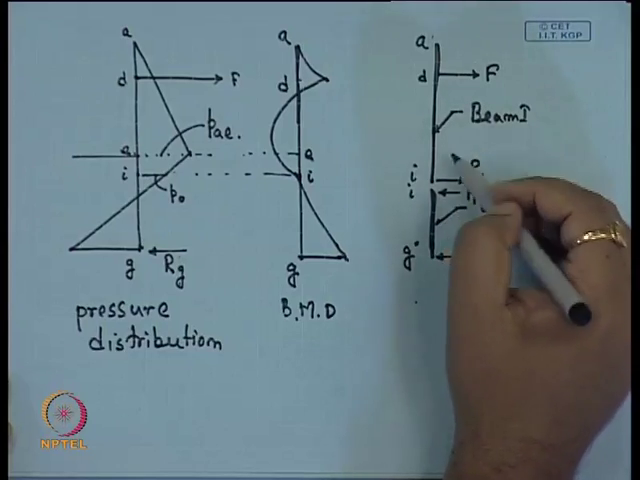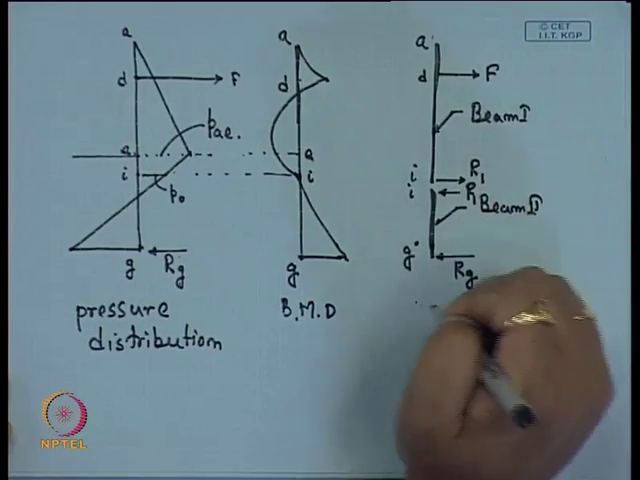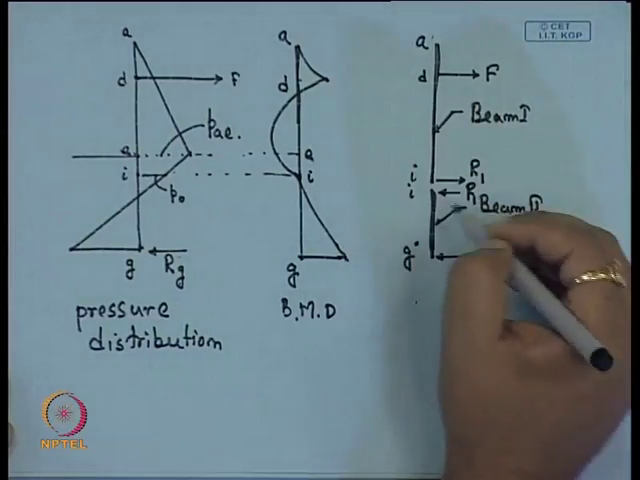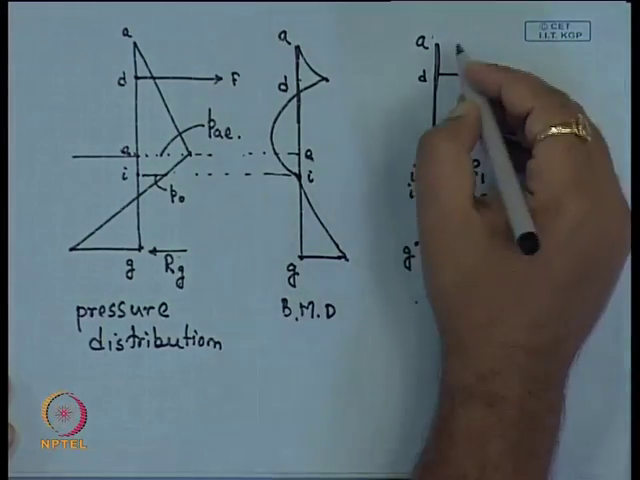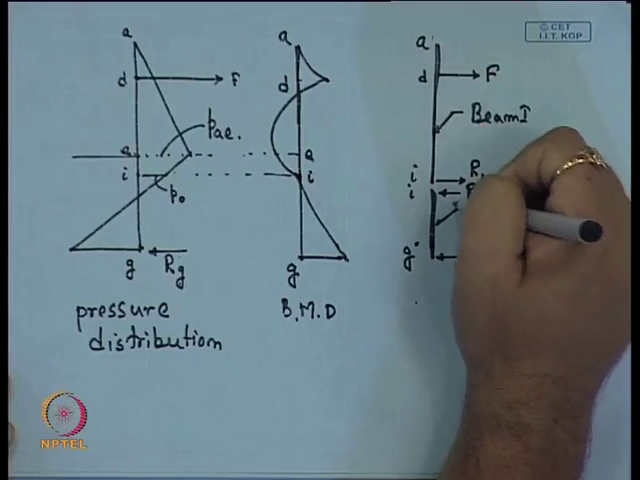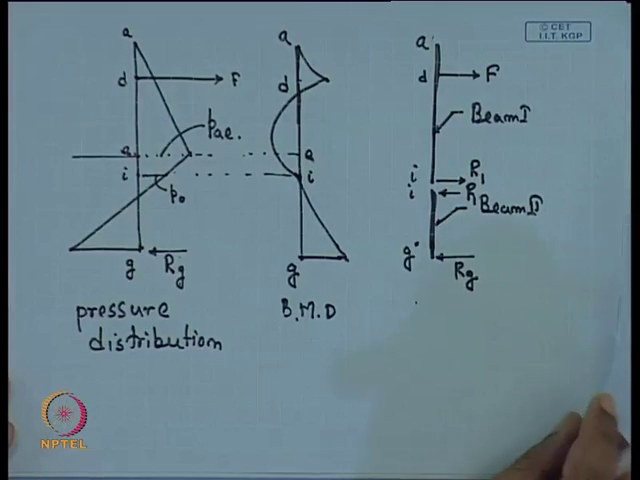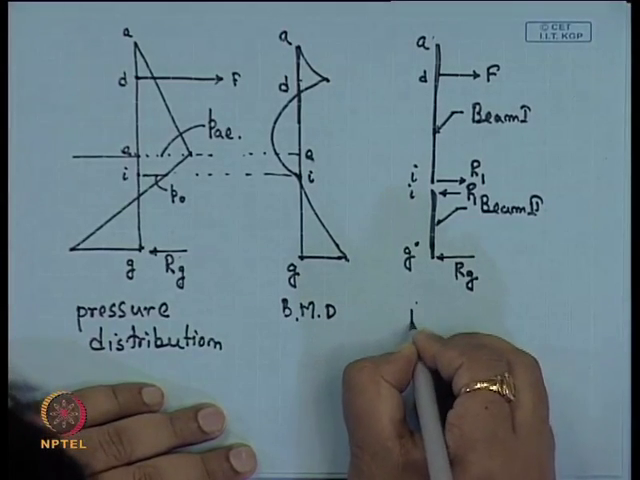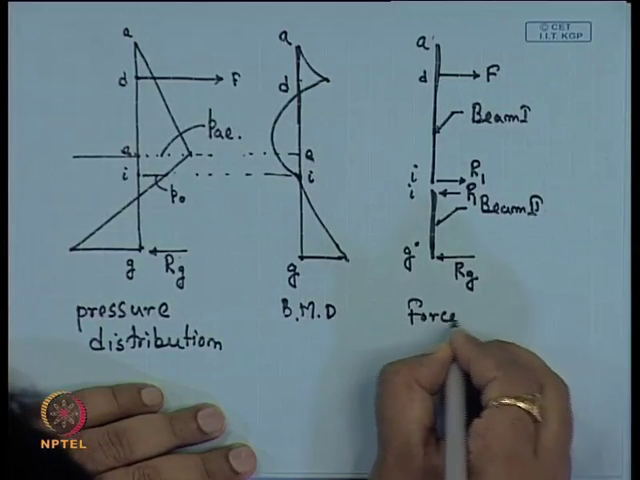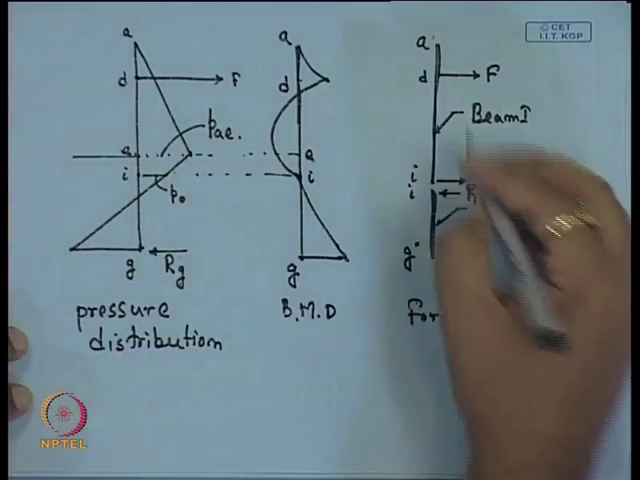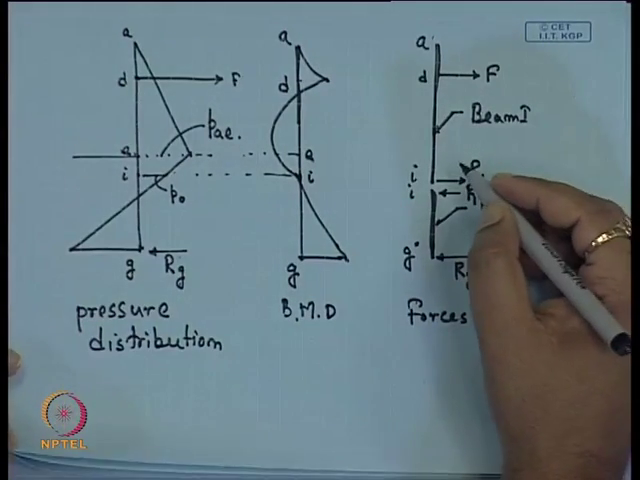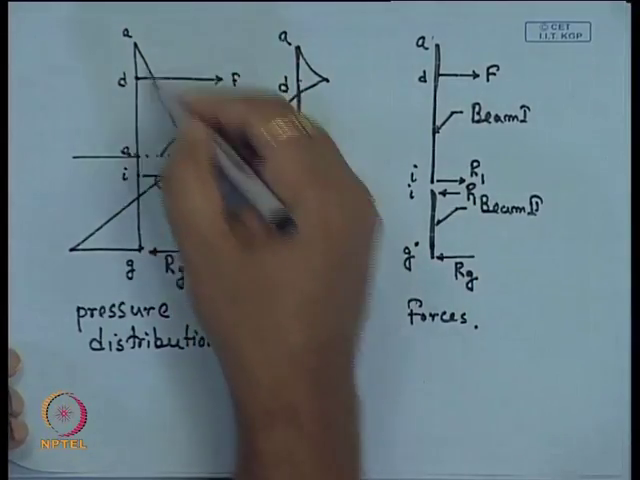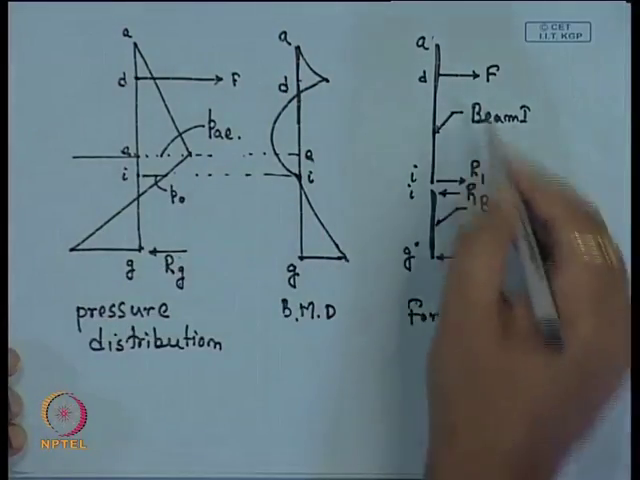Then additional to that, in beam 1 and beam 2, force will also act due to this earth pressure. Okay, so that means this is F, R1, R2, and RG. Now, in addition to all other forces that will act, if I consider the earth pressure also, because of this additional earth pressure, some forces will act.